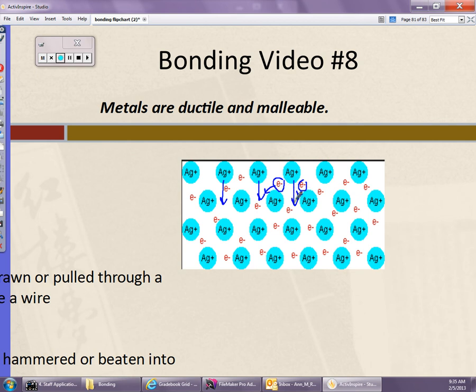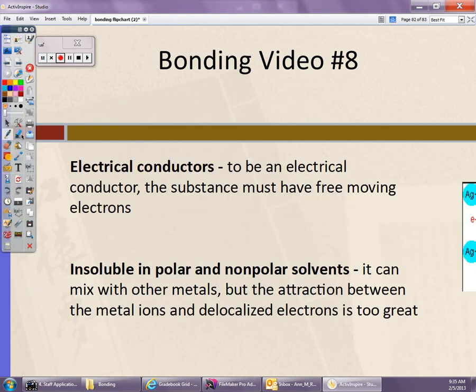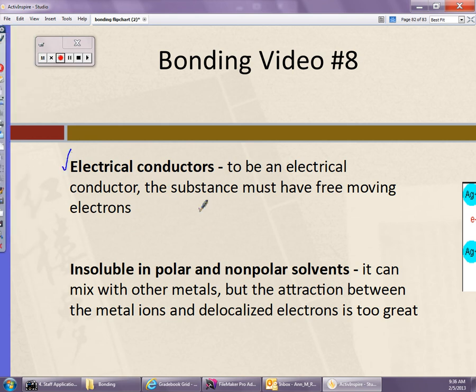Ionic compounds can't do this because the negative ions are just too large to squeeze in between the positive things. Metals are also going to be good electrical conductors. This means electricity can flow through them. In order for electricity to flow through anything, it has to have free moving electrons. Metallic bonds are the perfect example of this.